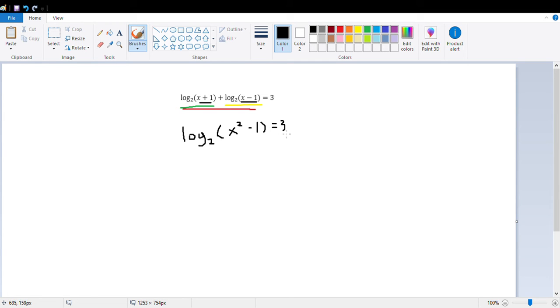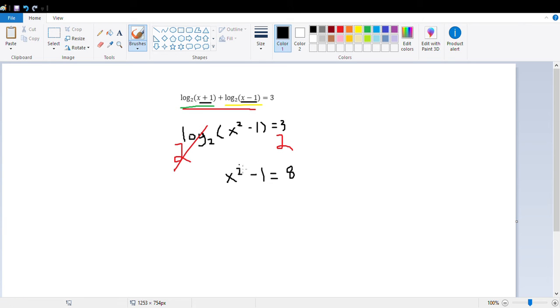Now, it's not too bad. I simply put each side of this equation as an exponent to the same base of 2. That cancels out. And that gives me x squared minus 1 is equal to, this is 2 to the third power. 2 times 2 times 2 is 8.